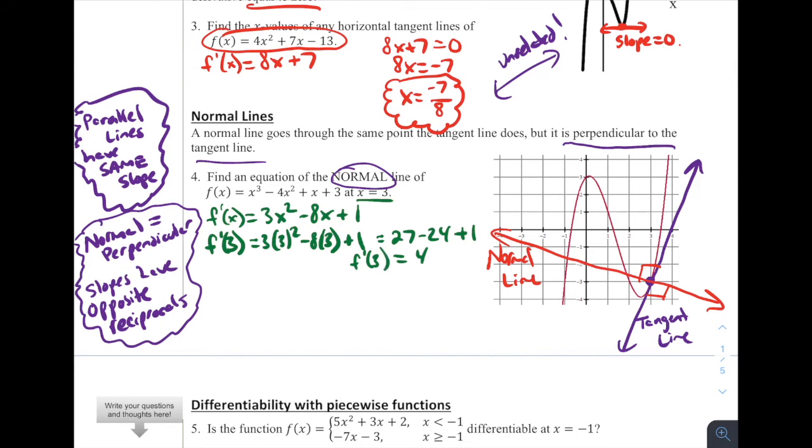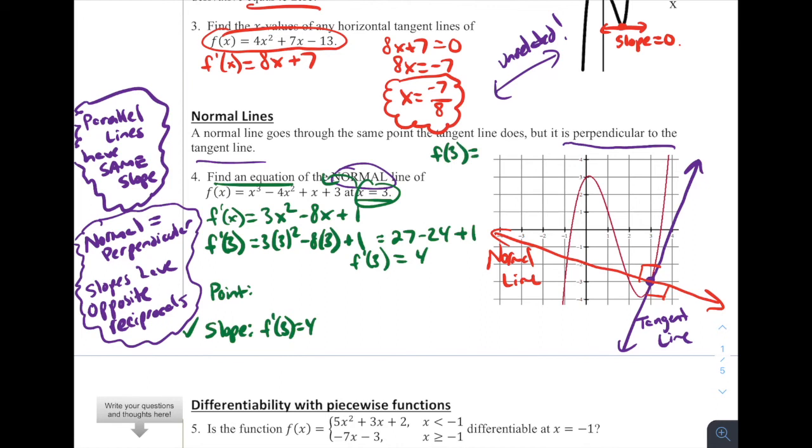Additionally, we're going to want to know what the output of the function is. If we're writing the equation of a line, remember the two things that you need are a point and a slope. We just found the slope. We know that f prime of 3 is equal to 4. So we've got that. That's good. The point, if I want to do that, it means I just need to plug in x equals 3 to my original equation, and I need to find out what f of 3 is.